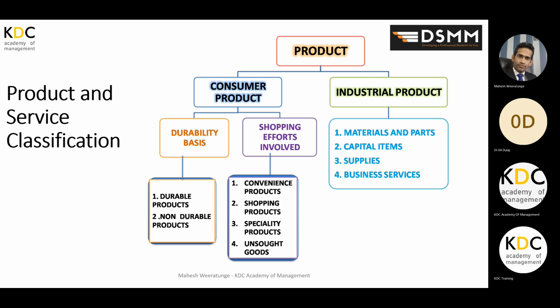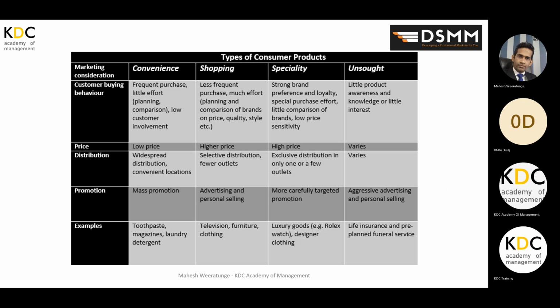So under product classification, the industrial products we can identify in a few different terms, like the materials and parts as we discussed, and the capital items, the capital equipment, and the supplies and the components, as well as the business related services. So that is how the entire product is classified by looking at the two significant markets, namely the consumer market and the business market. So the consumer market, consumer products; the business market, industrial products. That is how the classification works. Clear? Any question?